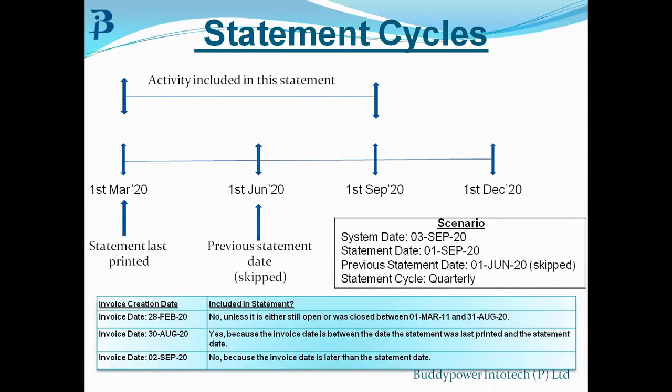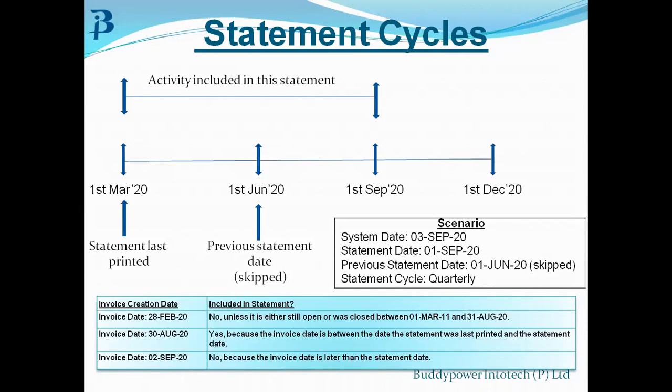So whatever customers' statement cycles are matching with that, it will start printing all those statements at the same time. When you create a statement cycle, you define the interval to be used for the cycle, like weekly, monthly, or quarterly, and the dates on which to print the statements for the cycle.